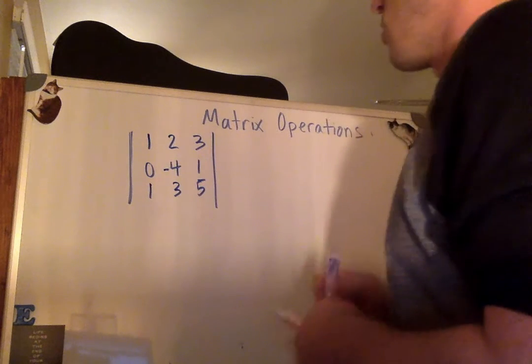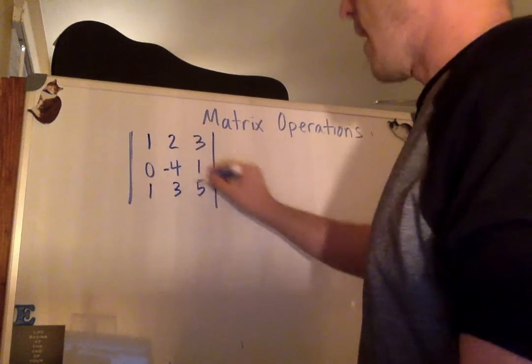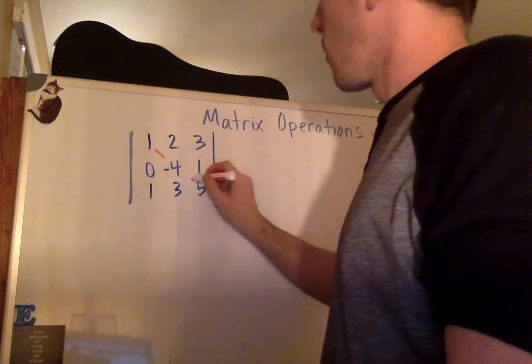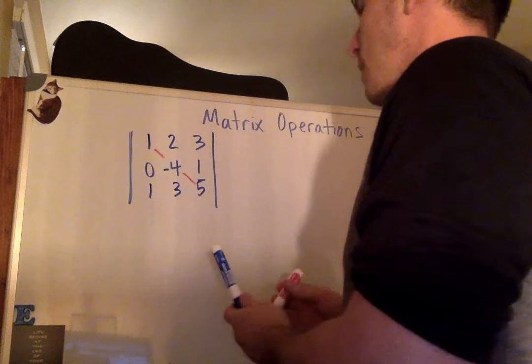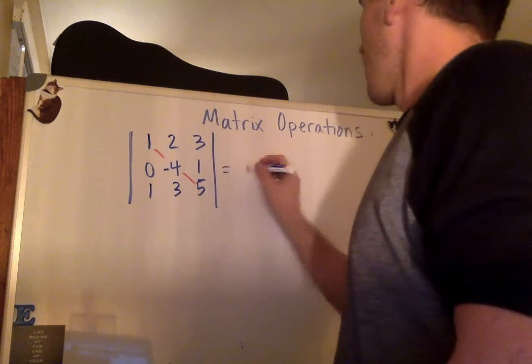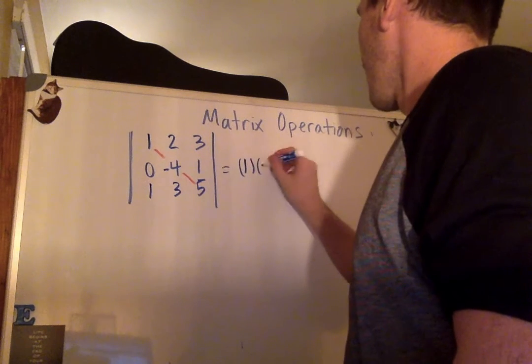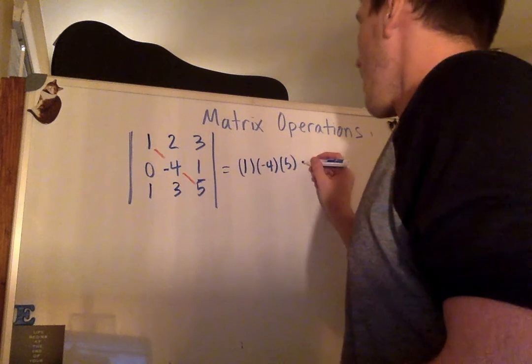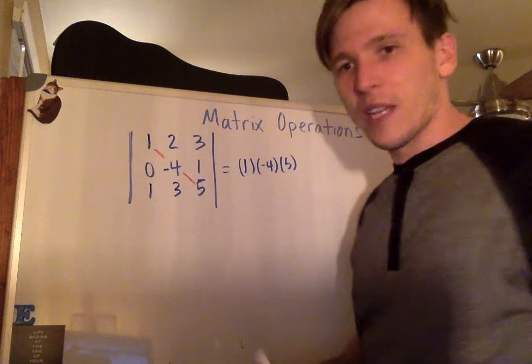When we tried to find our determinant last time, we took this diagonal line, multiplied it together, and so we're going to do the same thing. 1 times negative 4 times 5. So 1, negative 4, 5. But that's not our only diagonal line that points in that same direction.